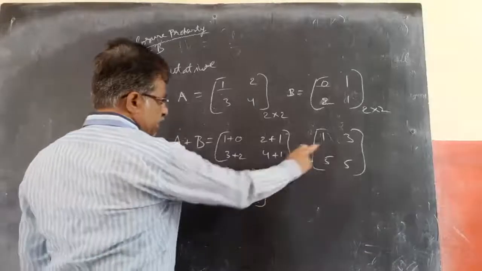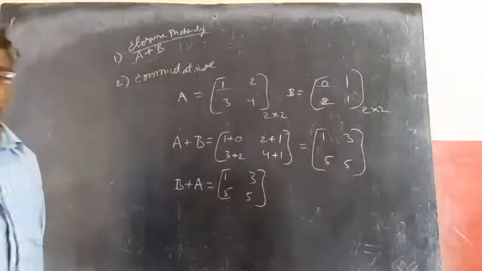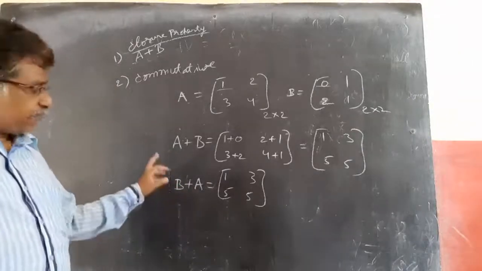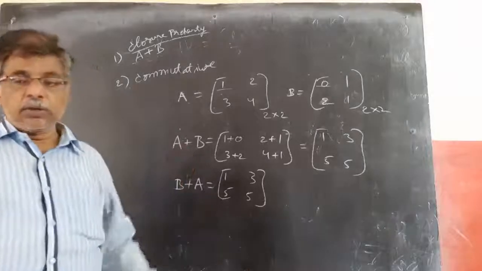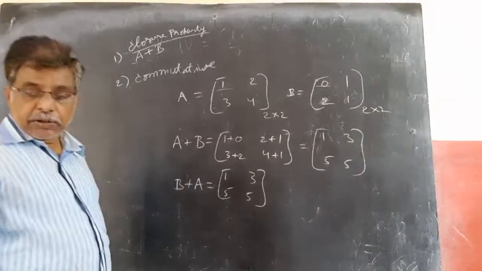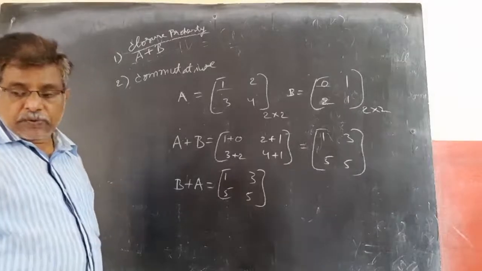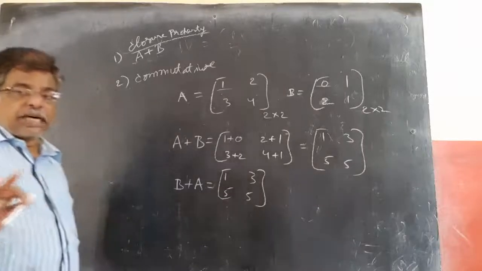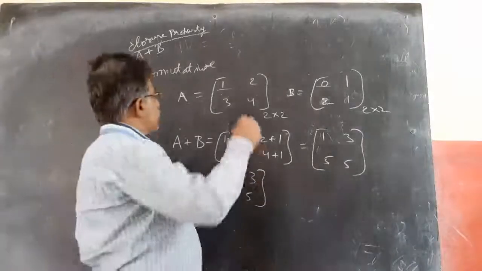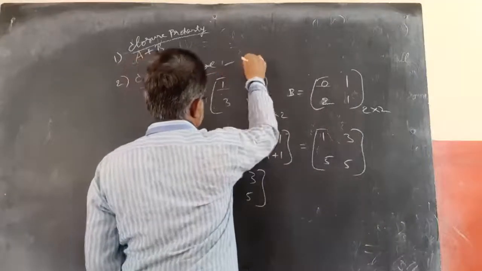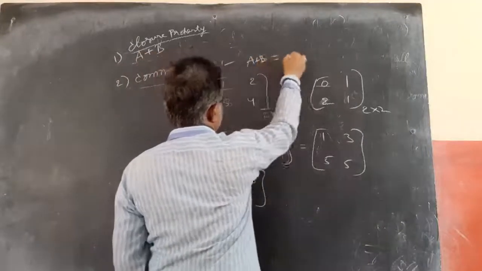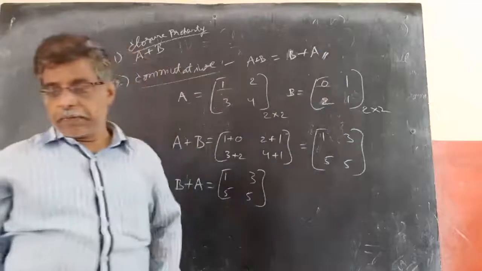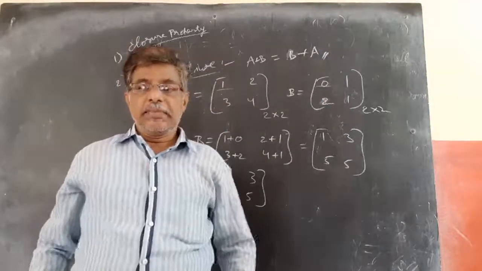See, here A plus B is [1, 3; 5, 5] and B plus A is also [1, 3; 5, 5]. That's why I took this example. For any two matrices, A plus B is equal to B plus A. So this is called the commutative property. Commutative property holds good for matrix addition but not multiplication. A plus B is always equal to B plus A.